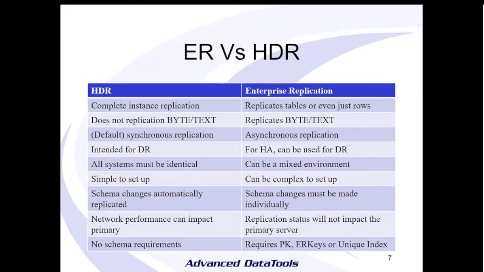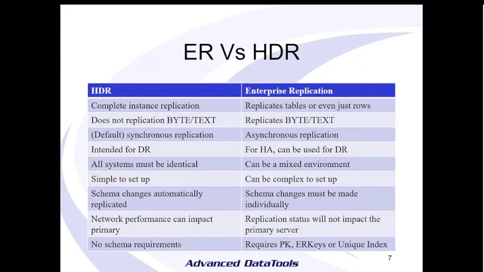Enterprise replication, on the other hand, is set up to do individual replicates based on what you want. This can be an individual table. It could just be select rows from the table. You can have multiple replicates that each have their own configuration, so you can replicate part or all of the database however you want to. They will replicate byte and text fields, so if you have an application with a fair amount of byte or text data, ER is probably your best option for replication.